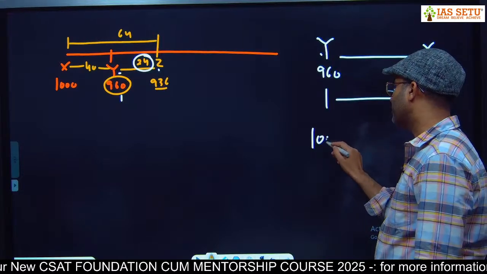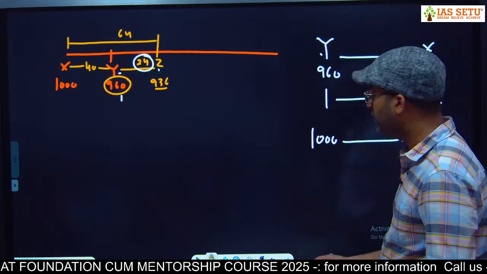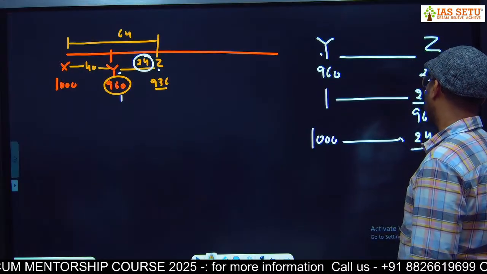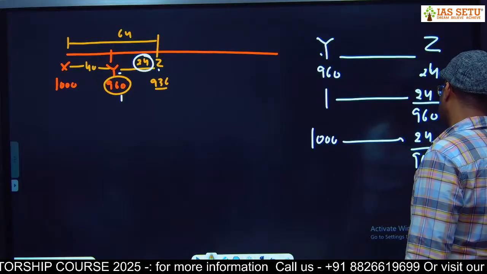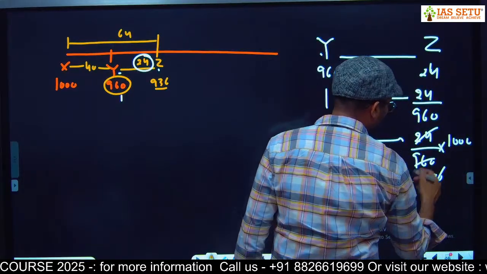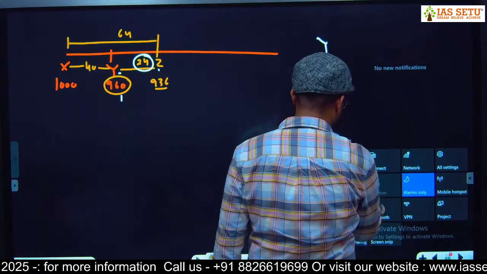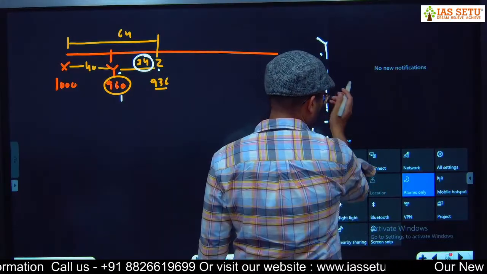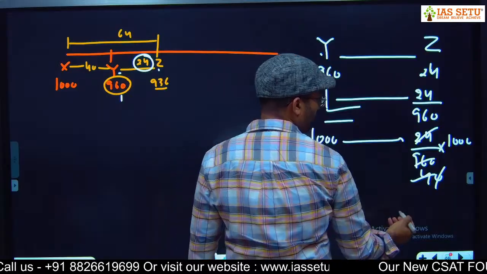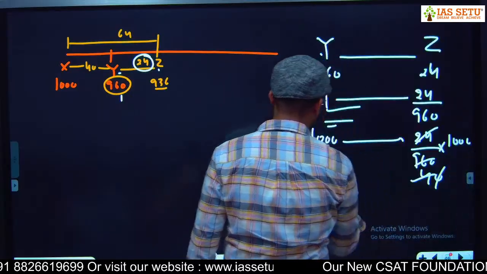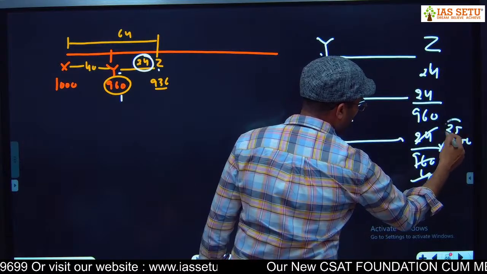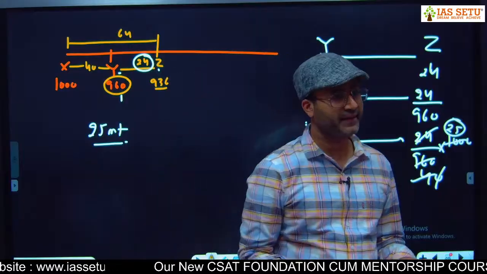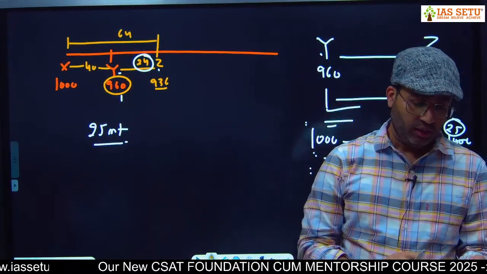If Y has to compete for a 1000 meter race with Z, then Z will get a start of how many meters? 24 upon 960 into 1000. Here it is 40, this is coming 25 meters. So the correct answer for this question is 25 meters. Done. Next is circular motion.